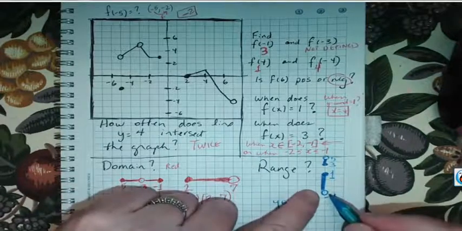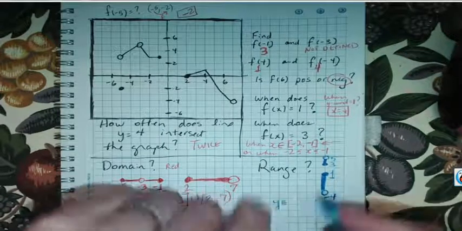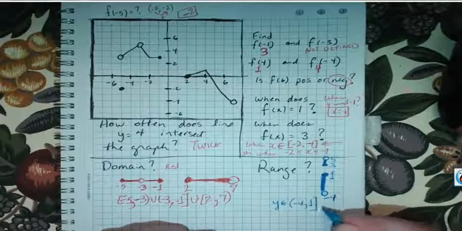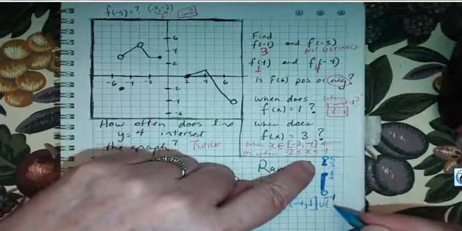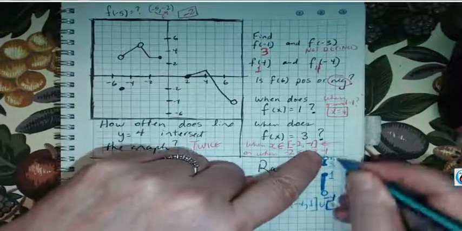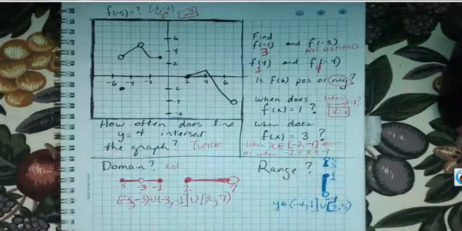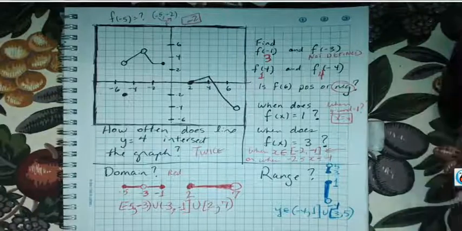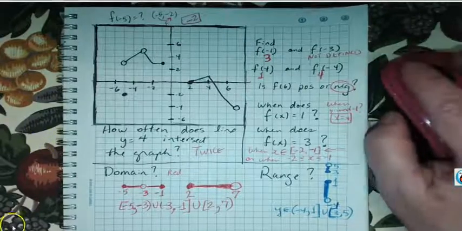Y would be from the interval from -4 to 1. We do not include -4. We do include 1. Then I have a gap. And then we pick it up at 3. We include 3, and we don't include 5. Okay, so that's a more difficult one than the previous one, but it answers the same questions. That ends this lecture.